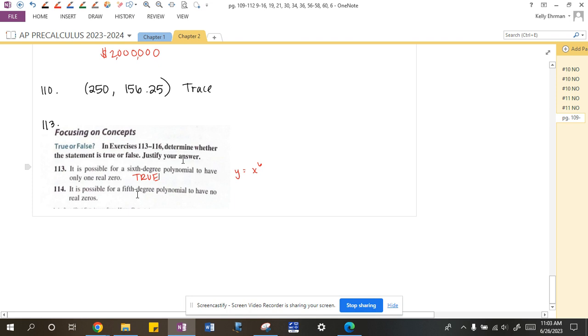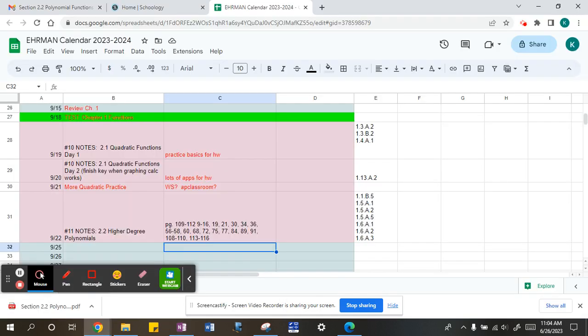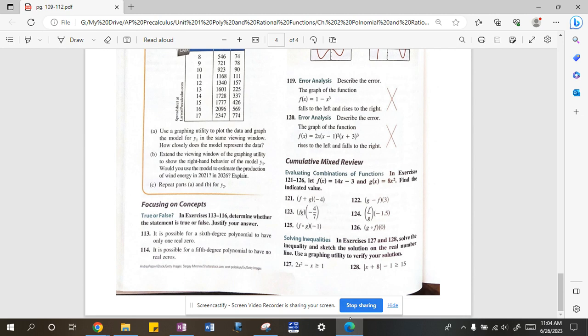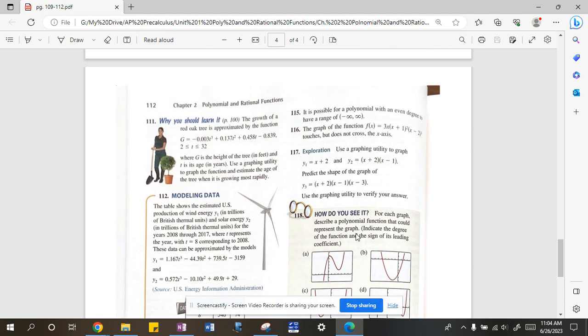114. Is it possible for a 5th degree polynomial to have no real zeros? If a function doesn't have real zeros, it needs to be completely above the x-axis or completely below the x-axis. But remember, a 5th degree polynomial has to have either this end behavior or this end behavior. So at some point, it's going to have to cross through the axis. So that's false. Okay, last two, true and false.